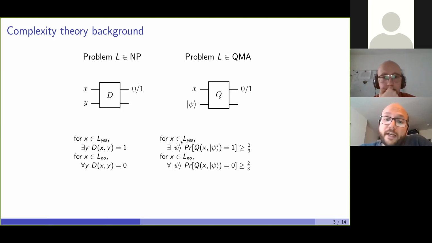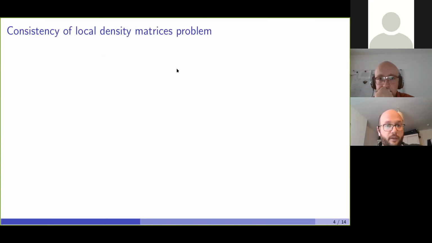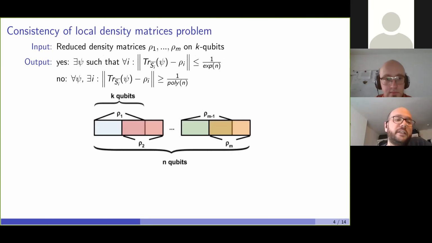Again, what we want is that for true statements there exists a quantum proof that makes this verification algorithm accept, but now with high probability. And for false statements, no matter which quantum proof is given, this verification algorithm should reject with high probability. So this is the quantum extension of NP. Back to our problem of deciding if these density matrices come from a global state.